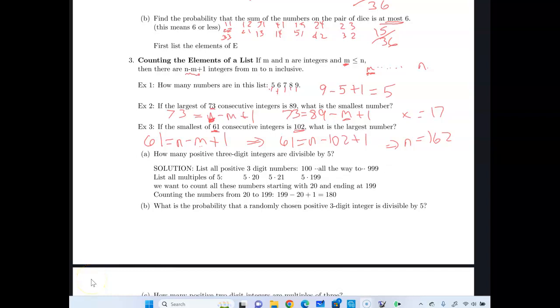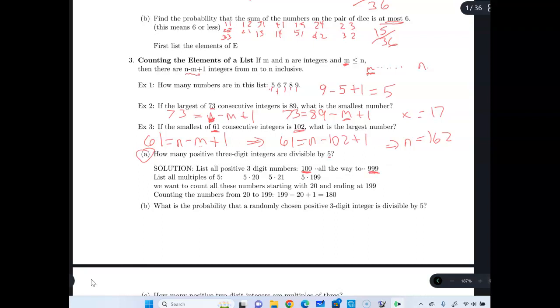Okay, so now let's use that clever way of counting to do something like this. How many positive three-digit integers are divisible by 5? So if I think about three-digit integers, the smallest number is 100, and it goes up to 999.